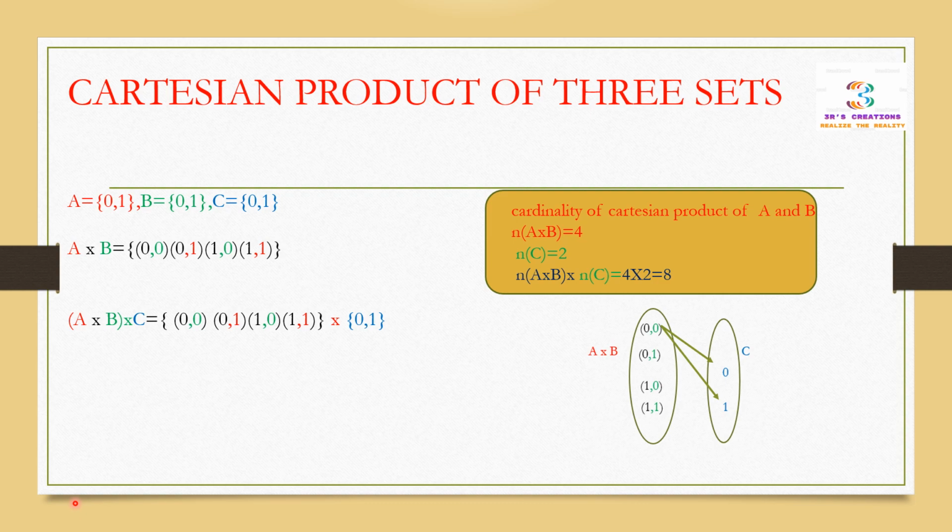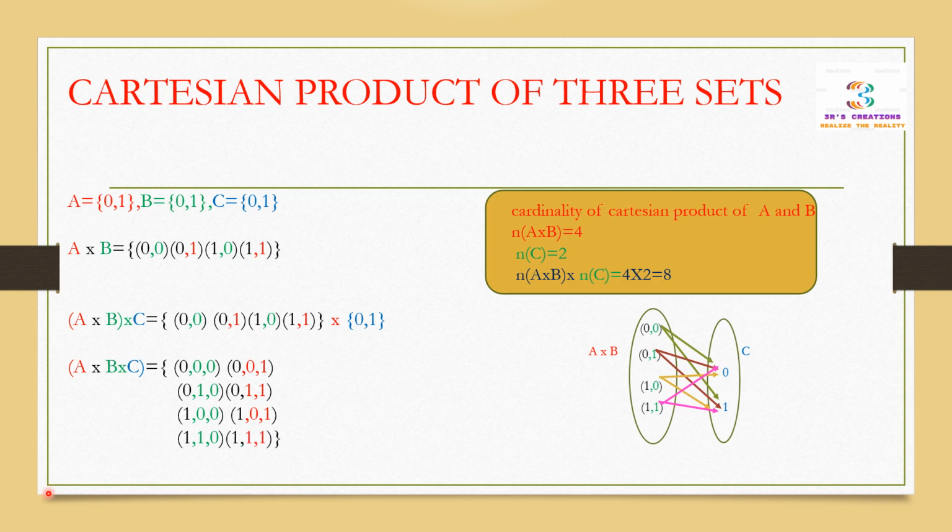(0,0) is paired with 0 and 1, (0,1) is paired with 0 and 1, (1,0) is paired with 0 and 1, then (1,1) is paired with 0 and 1. We got the Cartesian product of A cross B cross C, which is 3-dimensional. We got a cube.